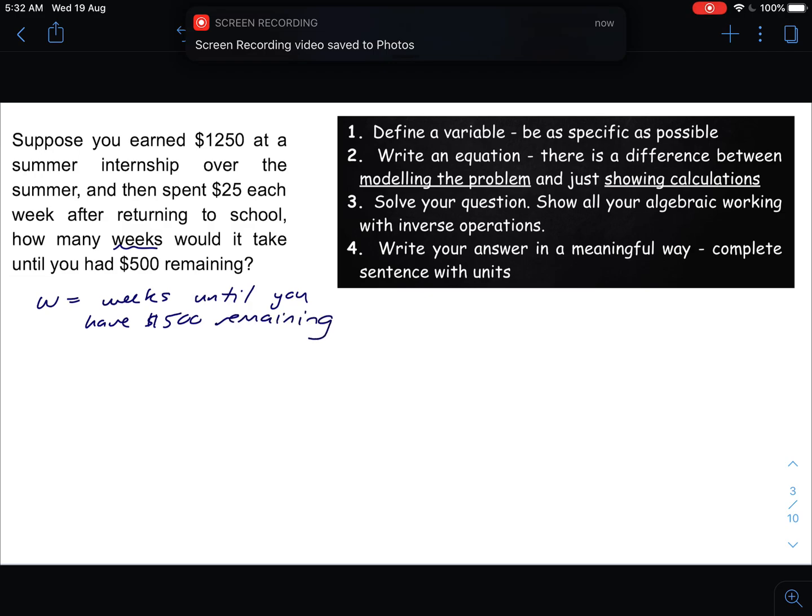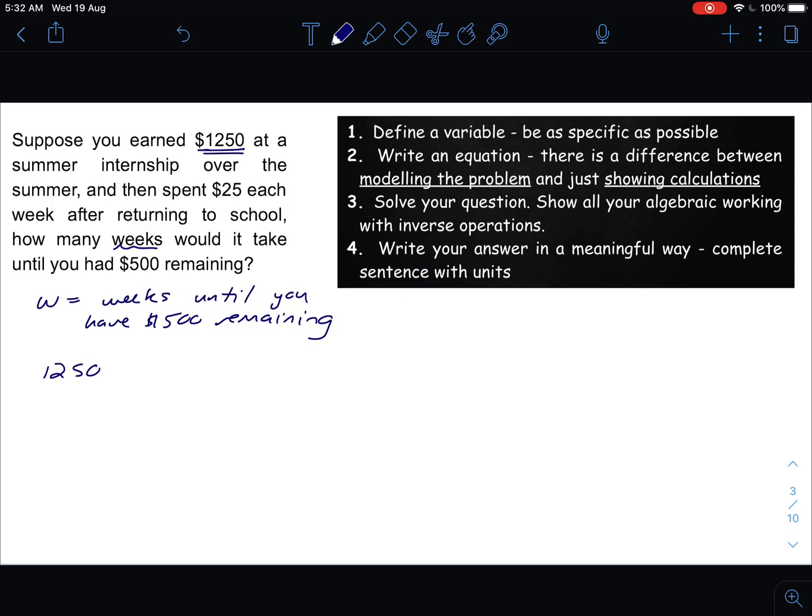Now the second part is writing your equation. On this one, we want to model the problem. Modeling means translating it. So I'm going to go back up to the beginning. I started with $1,250, so that's the first thing I write down. I start with $1,250, and then I'm spending $25 each week, so my amount is going to be going down. So I'm going to subtract $25 times however many weeks this is going to take, and I've just defined what weeks is up above. And I want to know how long until I've got $500 remaining. So when is this going to equal $500?